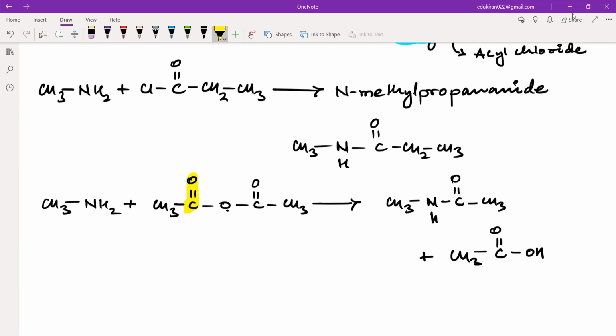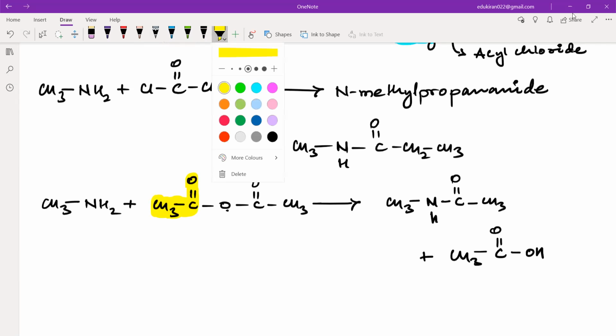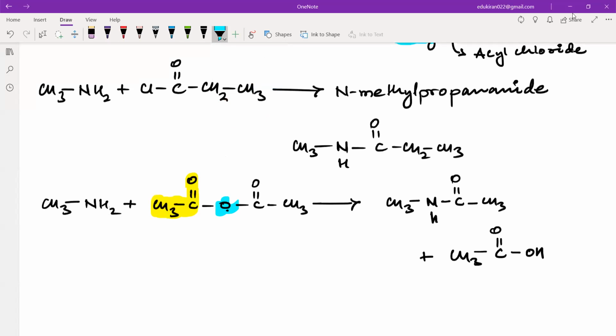So this much carbon formed the amide, and the rest of it attacked the hydrogen of nitrogen and formed carboxylic acid. In these two reactions, you are going to form amides, so this is the formation of amide from amines. Okay, so that's it for today.